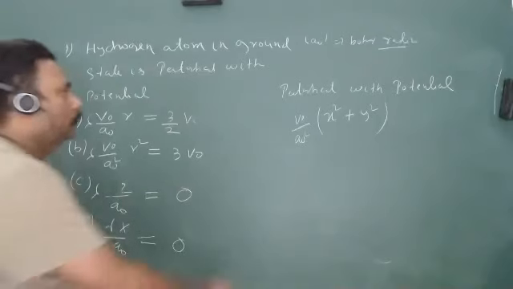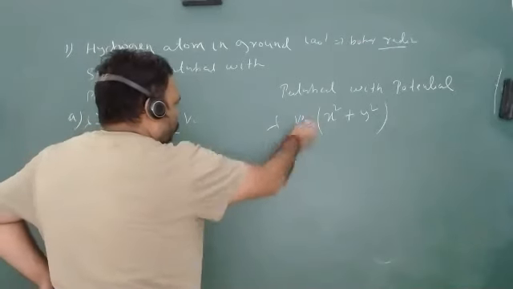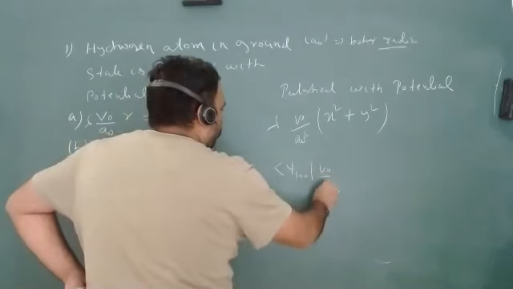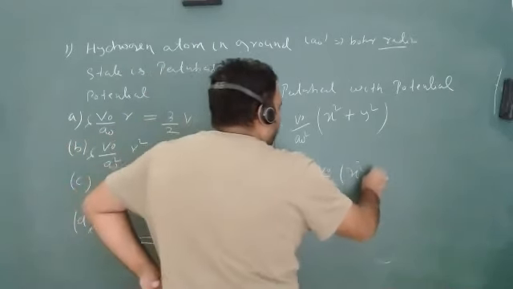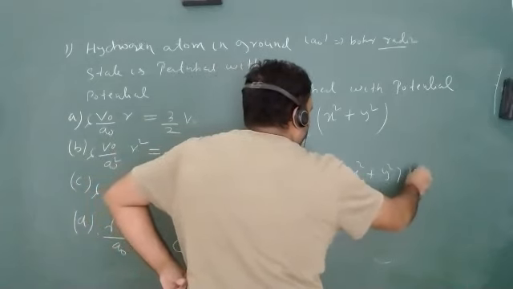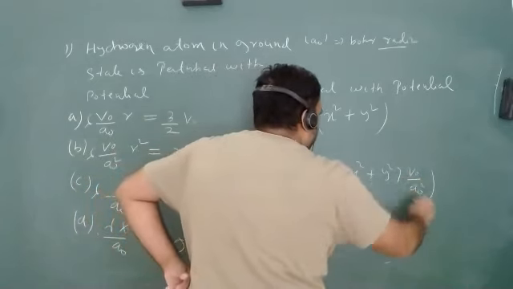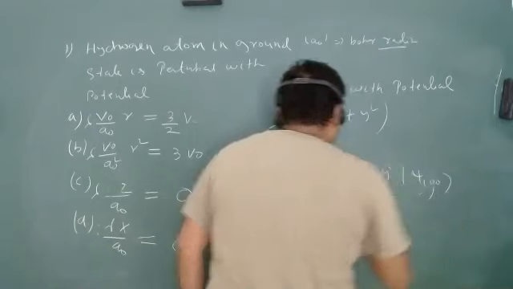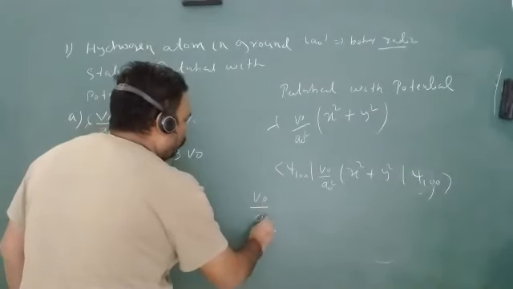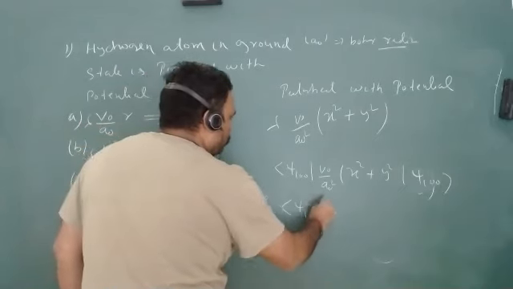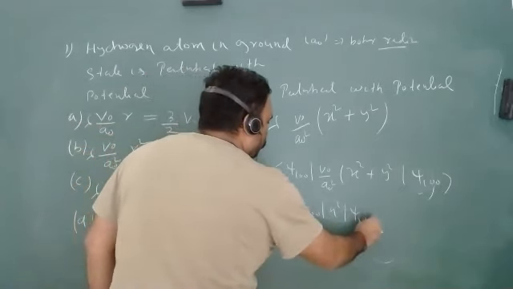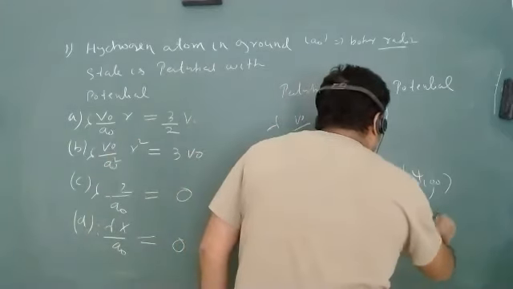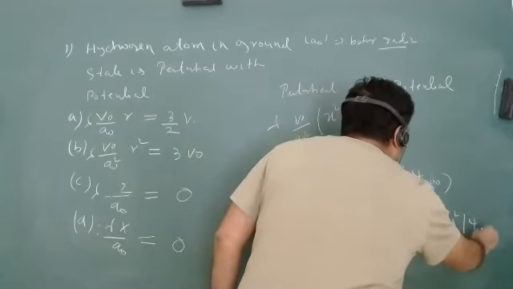So what you have to do? You have to just calculate, and lambda is also there. So we have to calculate psi 1 0 0 V naught upon a naught square times x square plus y square, psi 1 0 0. So you can take V naught upon a naught square outside, psi 1 0 0 x square psi 1 0 0 plus psi 1 0 0 y square psi 1 0 0.